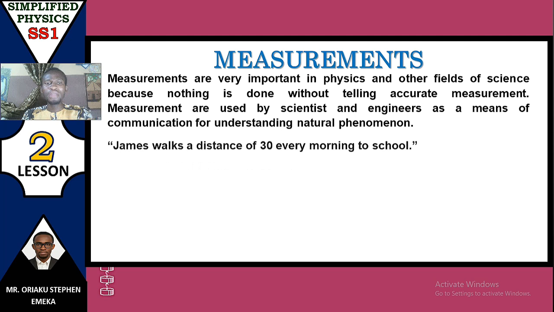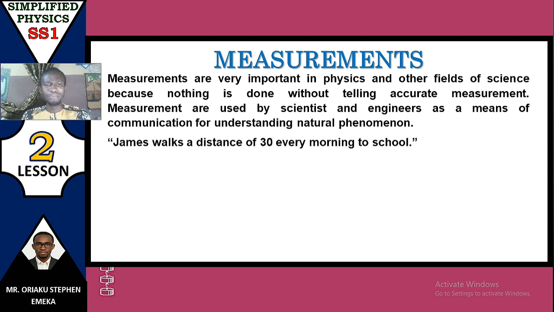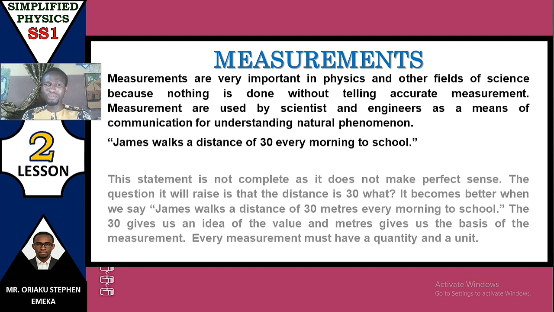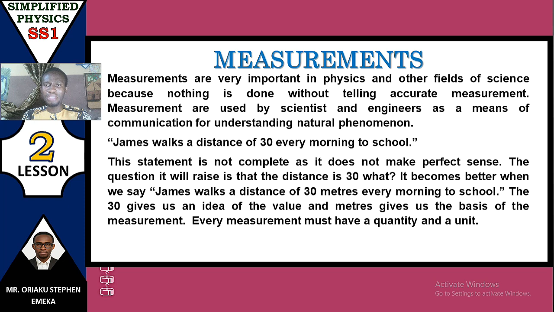So now look at this example. James walks a distance of 30 every morning to school. Now if you look at that example, it does not make sense, because when we talk about measurement it is not just giving numbers. This statement does not make sense because it only gives us a number. So this 30 can be 30 kilometers, 30 centimeters, 30 anything.